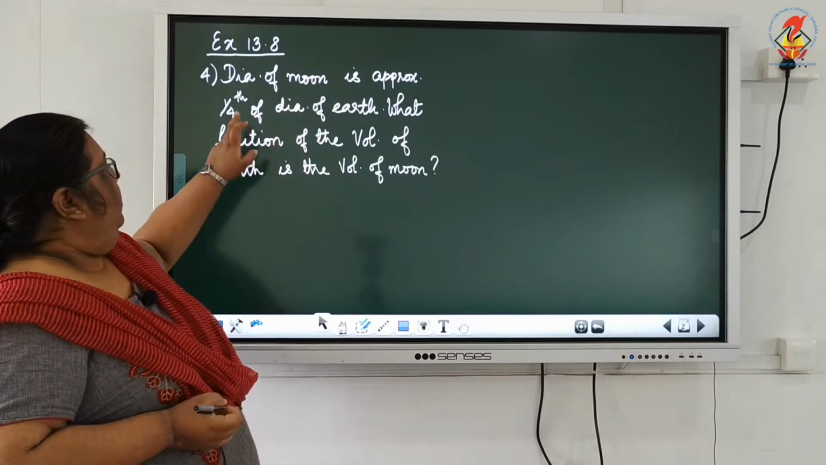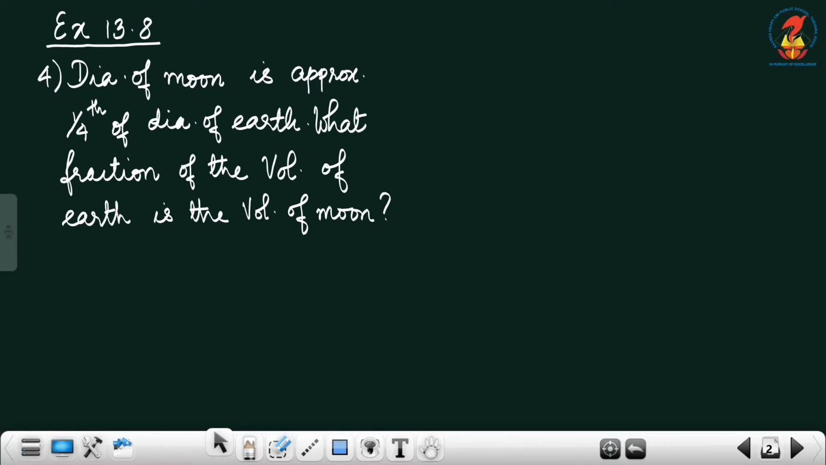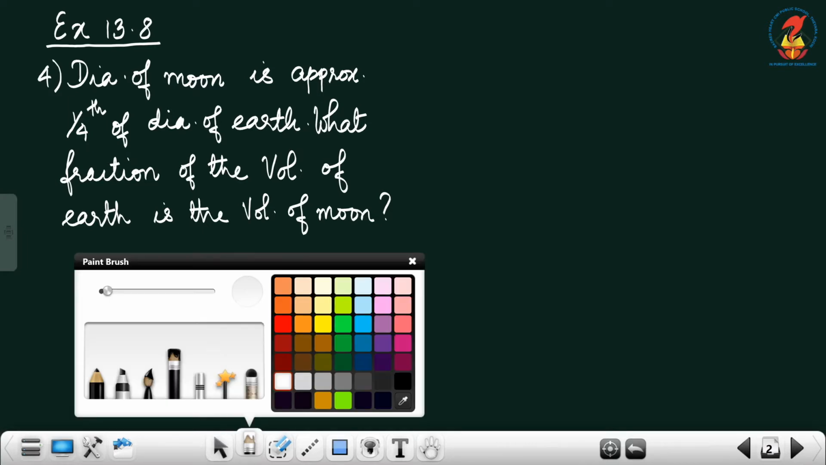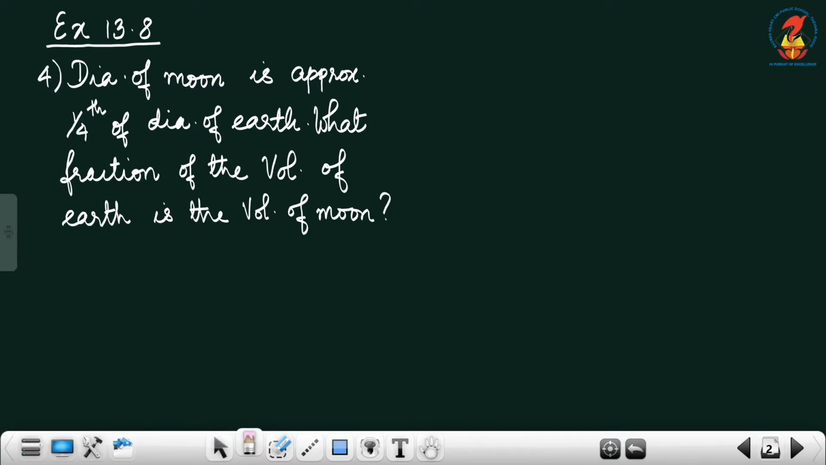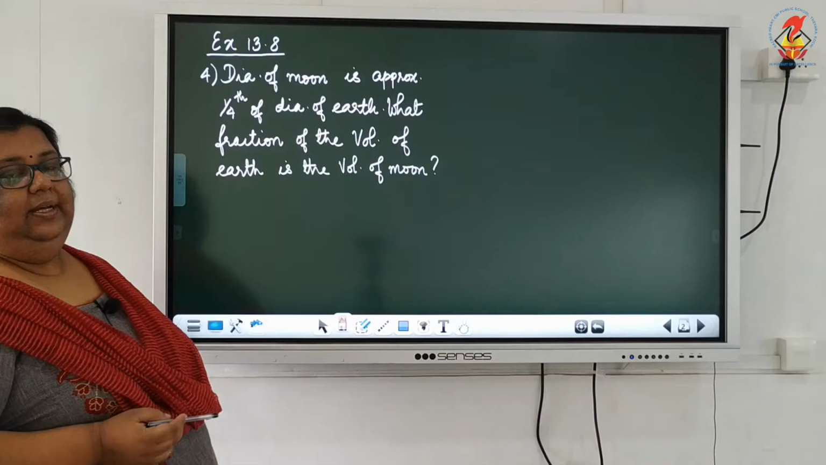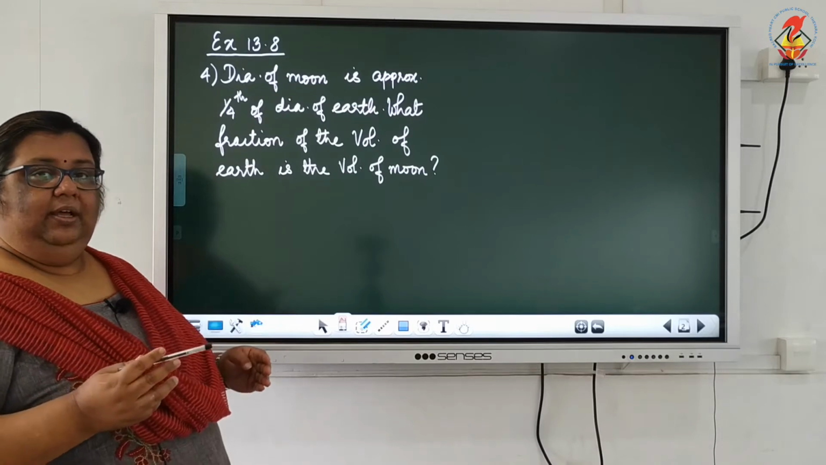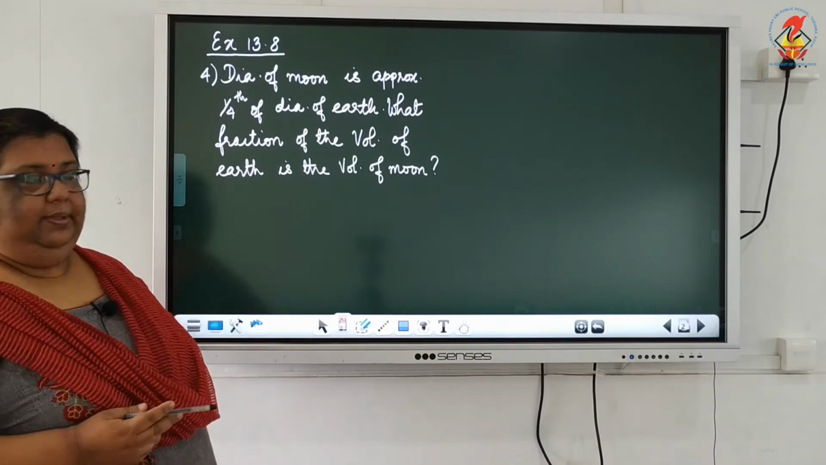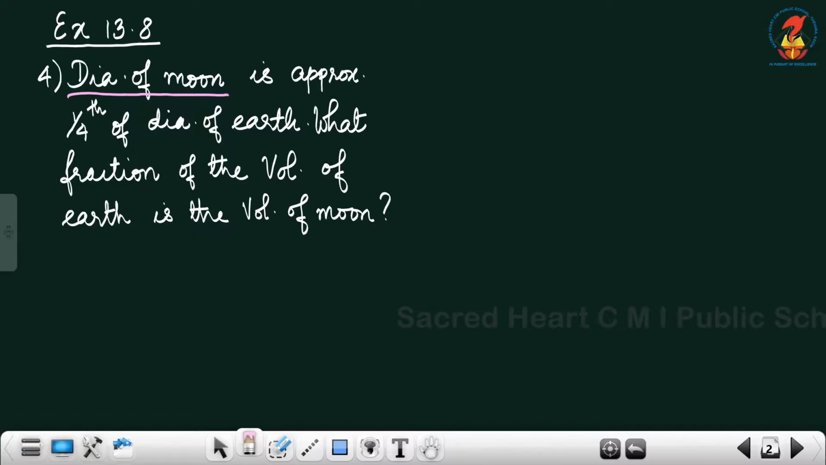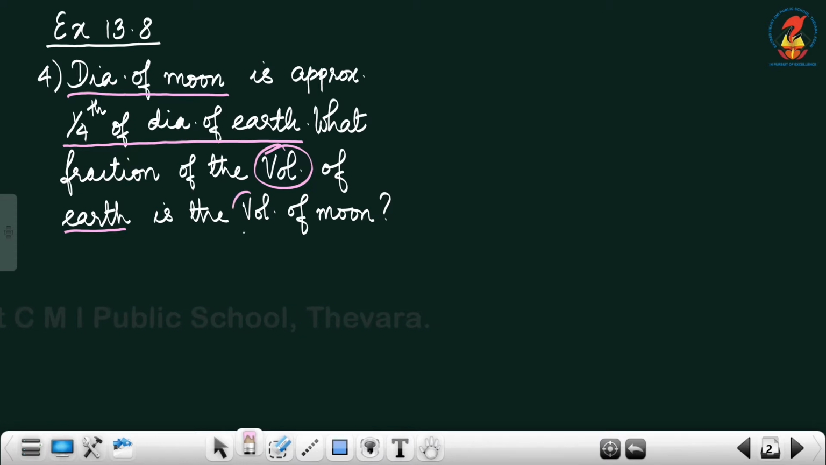Diameter of a moon is approximately 1/4 the diameter of the earth. What fraction of the volume of earth is the volume of moon? A similar question we did when we were doing surface area of spheres. Diameter of the moon is approximately 1/4 the diameter of the earth. What fraction of volume of earth is the volume of moon?